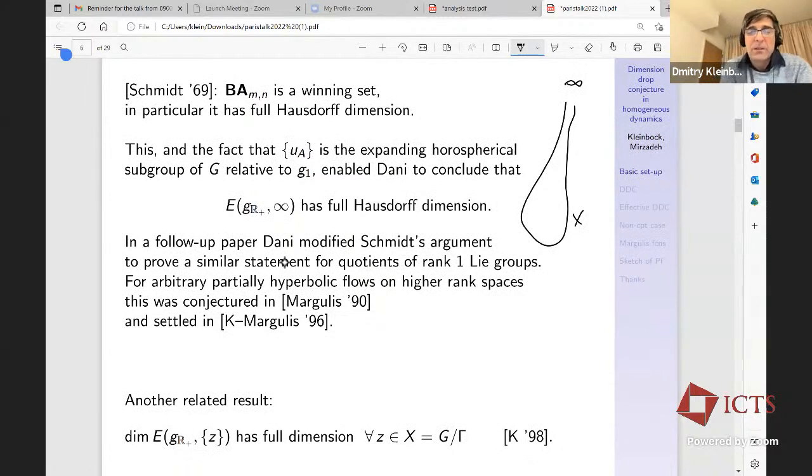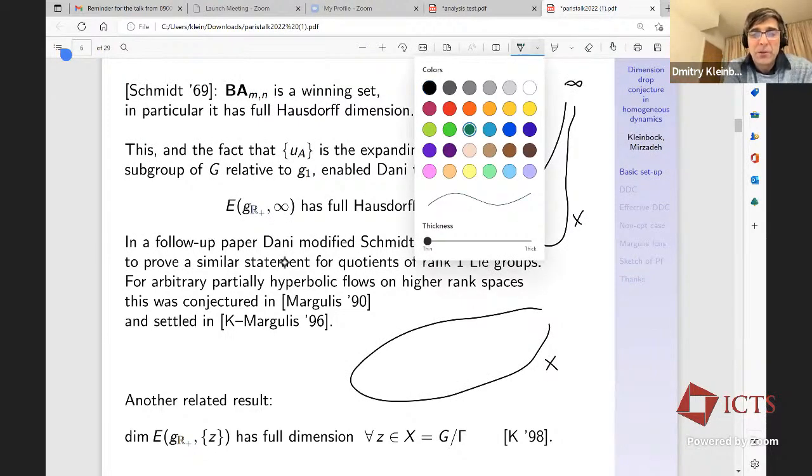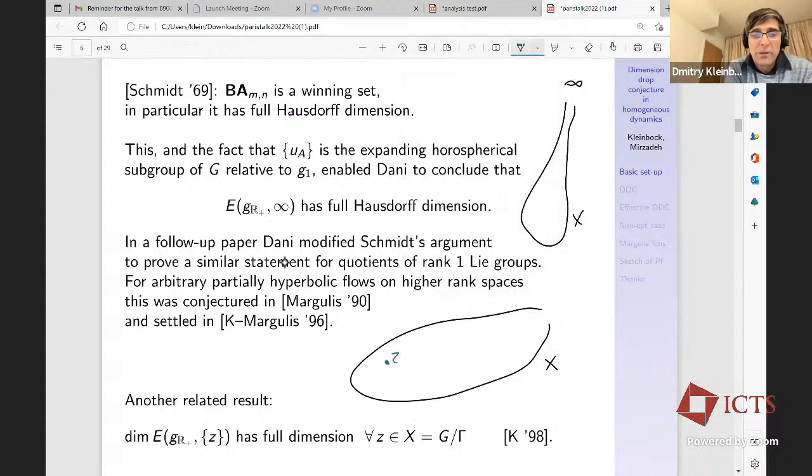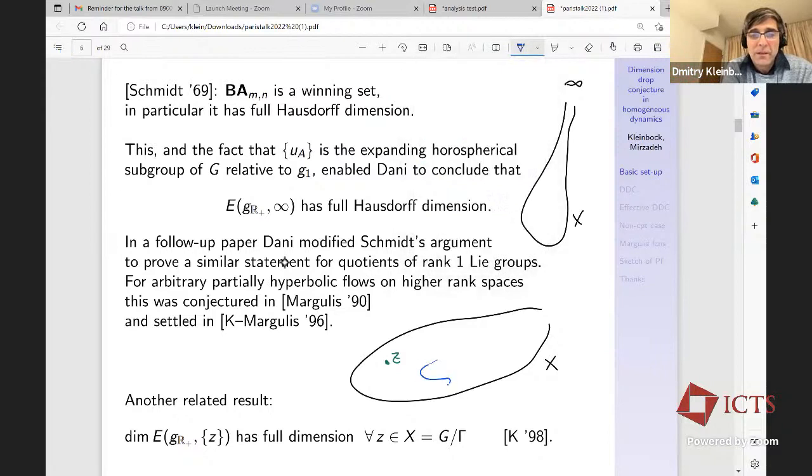Later I proved that even if you have this X, which is G mod gamma, and you take one point Z and you want to avoid it by a partially hyperbolic flow, then the set of exceptional orbits also has full dimension. Okay, so what does it mean?